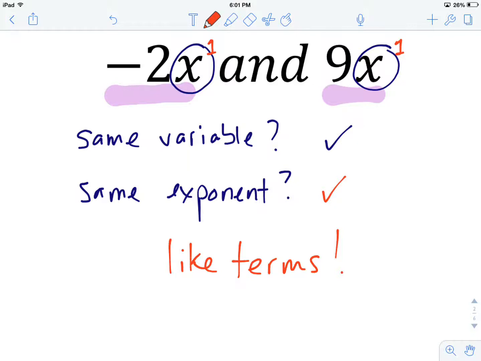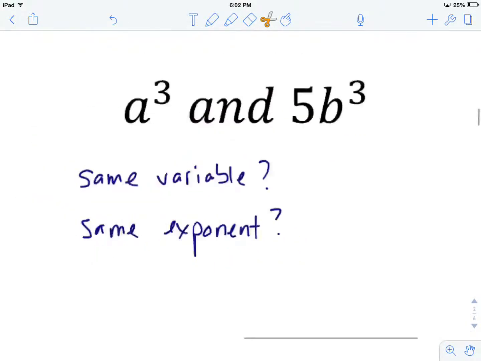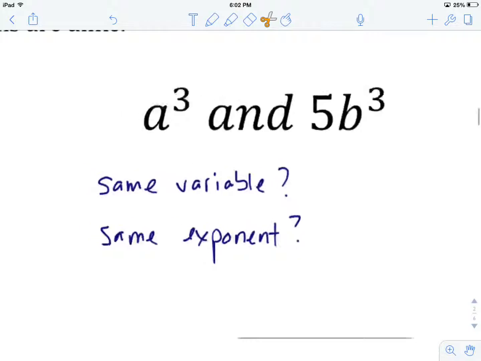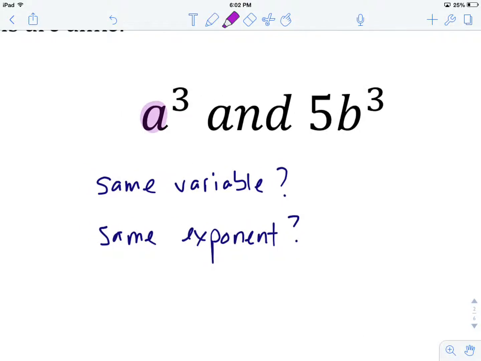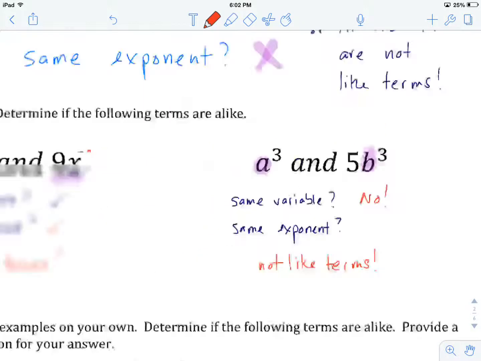Because your math teacher is also going to try to be efficient, I'm going to just copy this same variable, same exponent bit so that I can use it over and over again. Like right now, for example, a to the exponent 3 and 5b to the exponent 3. So let's paste in our questions. Same variable. So do these two terms have the same variable? Our variable in the first term is a. Our variable in the second term is b. So no. Not the same variable. Not like terms. All right, that one we knew right off the bat pretty much.